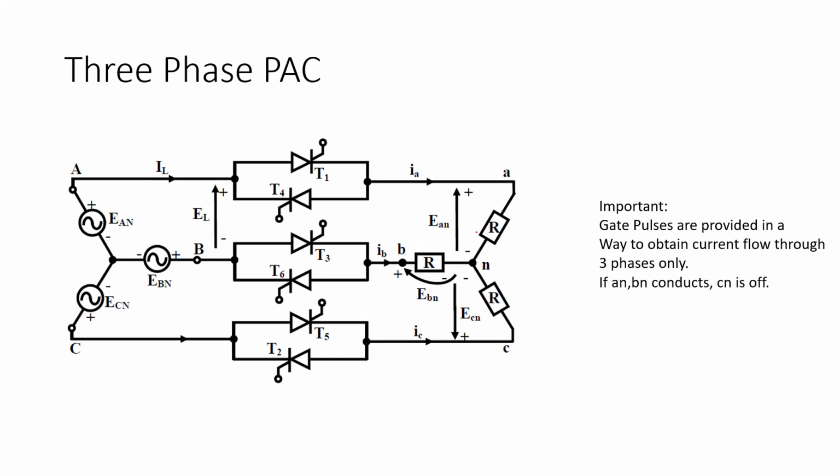If AN and BN are powered up, this one is closed. How is this one closed? We are not giving gate pulses, we are turning off all these thyristors. So then this leg is turned off. If BN and NC are conducting, AN is turned off. Then this circuit becomes very simple. That's how we are going to derive the equation for this.